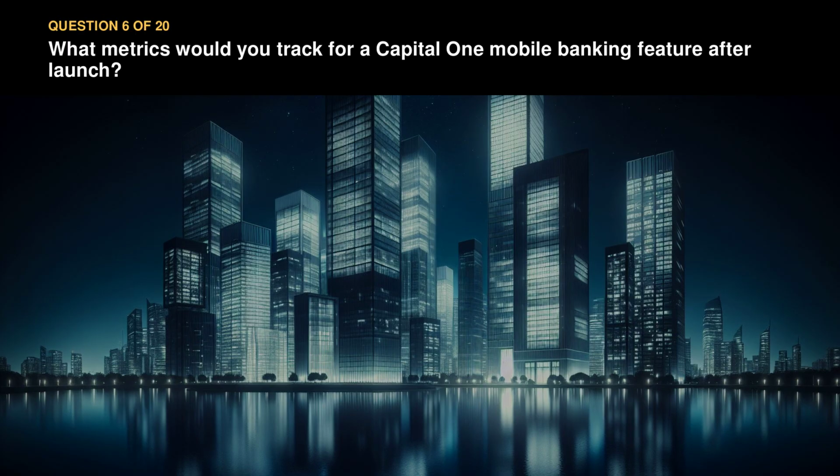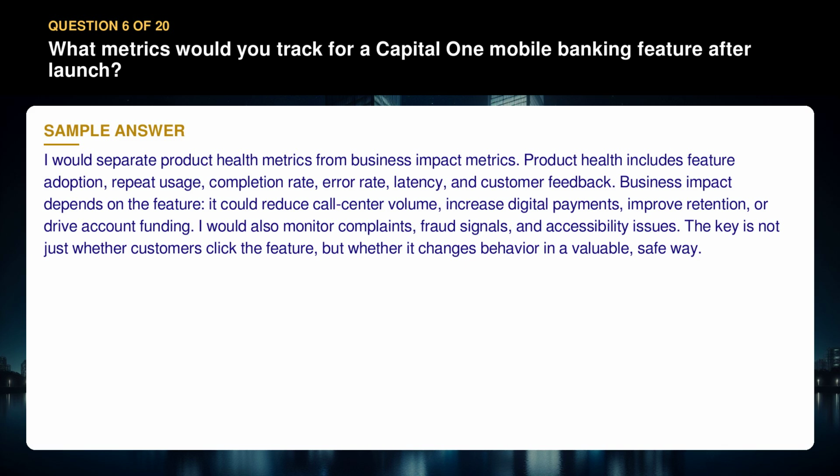Question 6. What metrics would you track for a Capital One mobile banking feature after launch? I would separate product health metrics from business impact metrics. Product health includes feature adoption, repeat usage, completion rate, error rate, latency, and customer feedback. Business impact depends on the feature. It could reduce call center volume, increase digital payments, improve retention, or drive account funding.